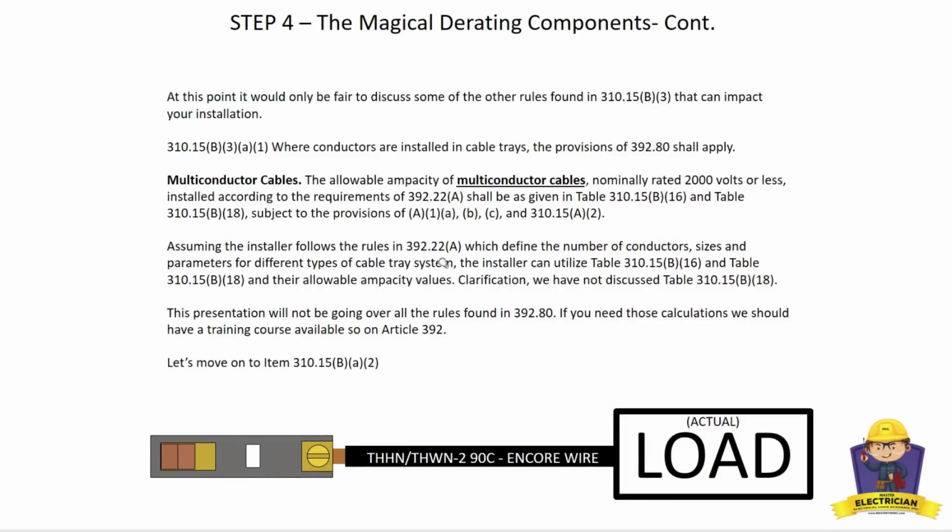Okay. Now, again, it assumes that you follow all the rules in 392.22(A). If that's the case, and that has to do with the conductors, the sizes, the parameters, the cable tray systems, whether it's solid bottom, ladder style, or whatever it is, you can actually use 310.15(B)(16) ampacities for those calculations. Now, the presentation will not be going over the rules that are found in 392.80, which we just talked about, which also have other parameters, and it could actually give you a percentage that you can exceed when you're meeting some of these conditions of installation in cable trays. And we're not going to cover that in this presentation.